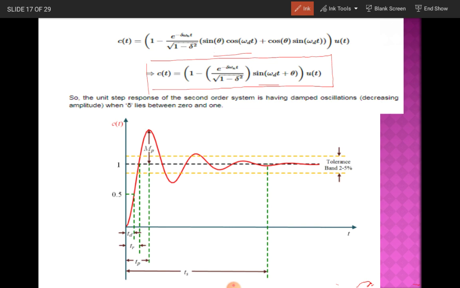So c of t is equal to 1 minus e power minus delta omega n t divided by square root of 1 minus delta square, into sin of (omega d t plus theta). So in this final expression you can see that there is an exponential term as well as a sinusoidal term. So you can draw the final response for a second order system. So you will get this graph.